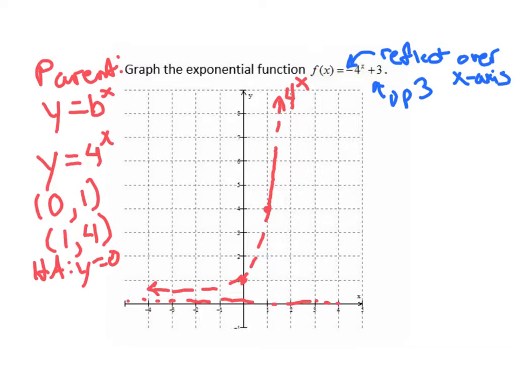Now when you perform these transformations, vertical shifts, like this one up 3, should always go last. So I'm going to do that second. I'm going to do the reflection over the x-axis first. Now we can apply those transformations to the 3 key features that I drew on that graph of 4 to the x. I'm going to start with the asymptote, which originally was y equals 0. Now when I reflect this asymptote over the x-axis, it's on the x-axis, so that's not going to go anywhere. But then we shift the whole thing up 3.